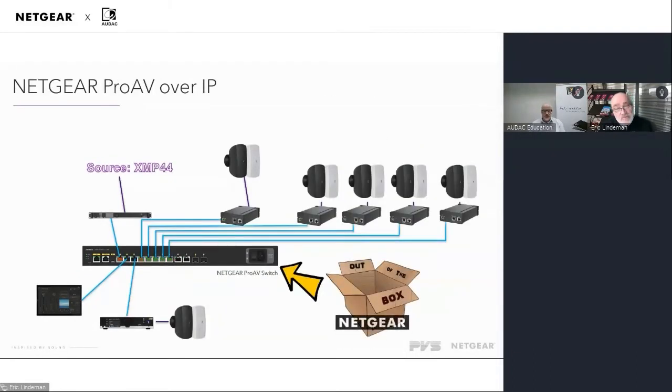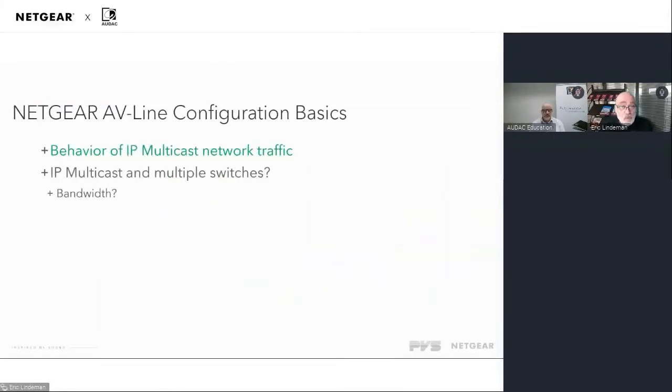If you take a NetGear M4250 series out of the box, you can plug in the power, you can plug in your devices, and you're off to go. That's how simple it is with ProAV with NetGear. But what would you do if you have multiple switches? And what are the considerations about the bandwidth?